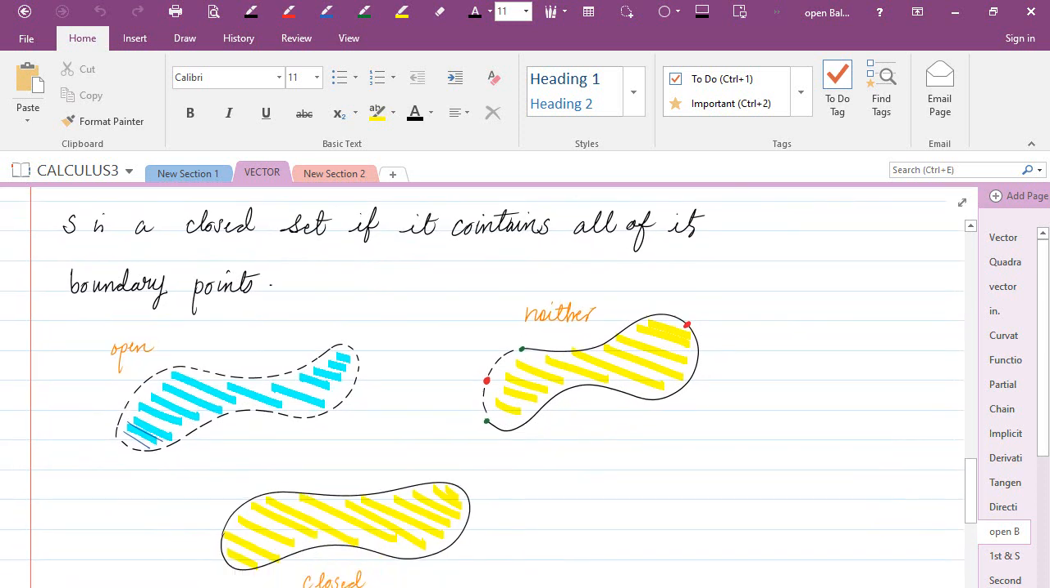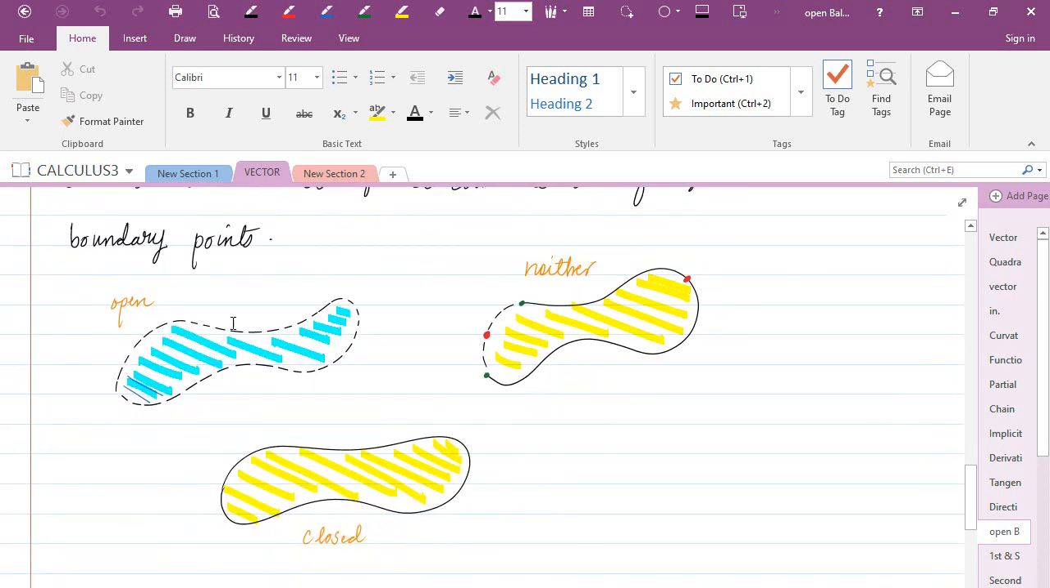So here are a couple of examples. The first figure right here is an open set. Here you see that none of the boundary points are included in the set, so each point here is an interior point. In this figure right here, notice that all the boundary points, because I'm using a solid curve here, are included. So this is going to be a closed set.